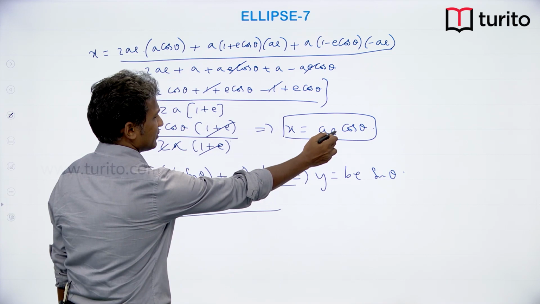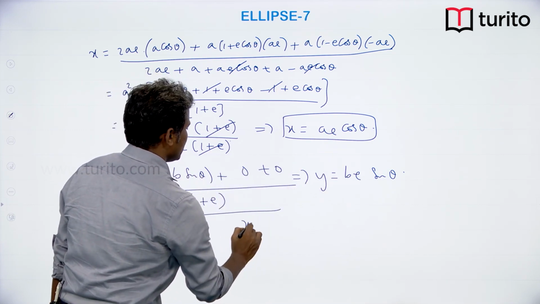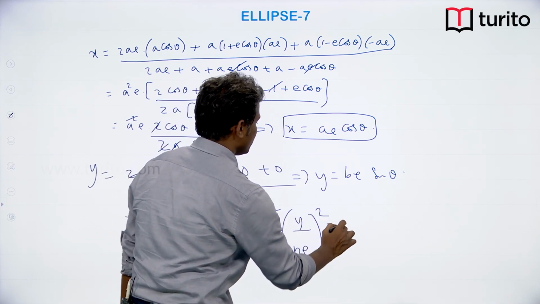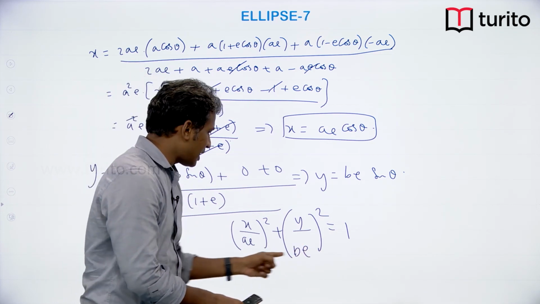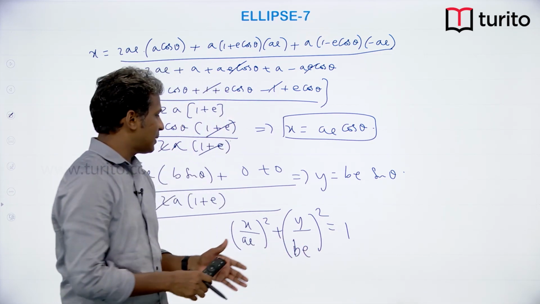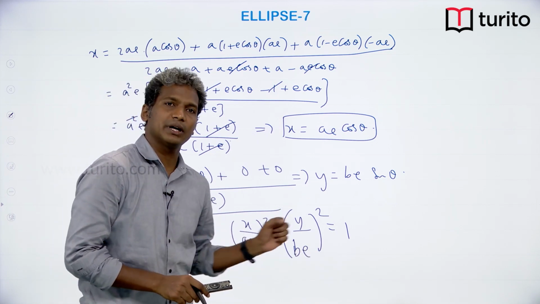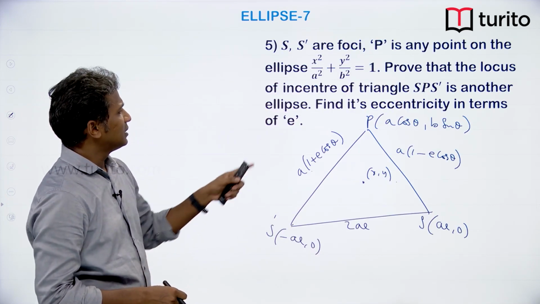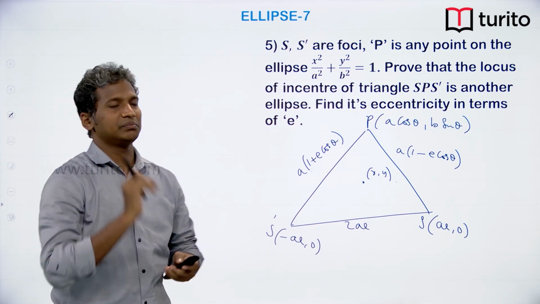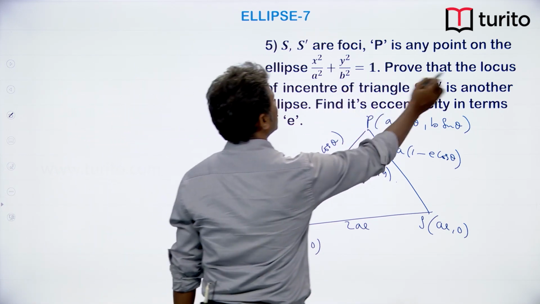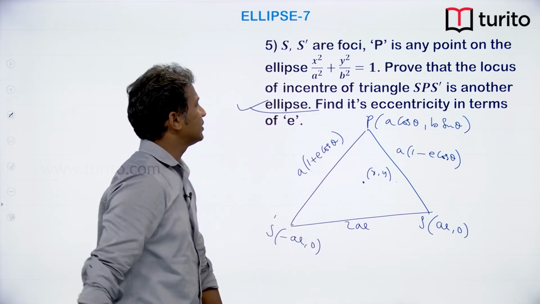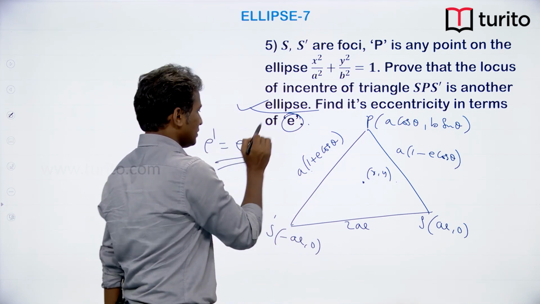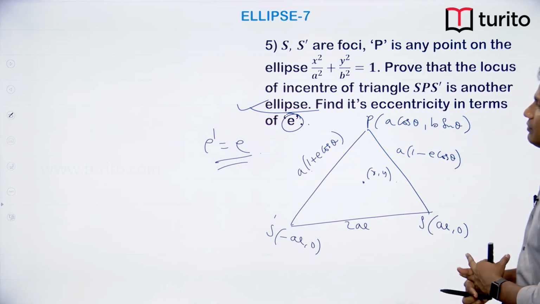So, cos square theta plus sin square theta, what is it giving us? (x by AE) whole square plus (y by BE) whole square is equal to 1. Beautiful. It is just a matter of constant here. So, we are just multiplying the existing ellipse with a constant and getting the required ellipse, which means the eccentricity of this ellipse and the original given ellipse are basically the same. Okay. So, here we have proved that the locus is going to be another ellipse, and the required eccentricity is the same as the original eccentricity. So, this way we can solve the problem.